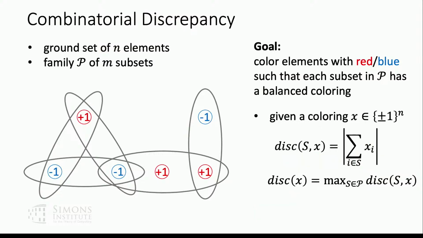Well, let me start by slightly rephrasing the problem to make it even more accessible. Let me encode each color with a number that's going to be either +1 or -1. So if I assign a +1 or -1 to each element in my ground set, I can measure the discrepancy of a subset as the absolute value of the sum of these numbers associated to the elements in my set.